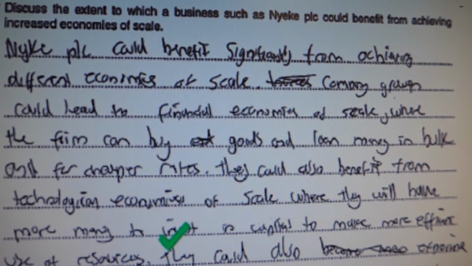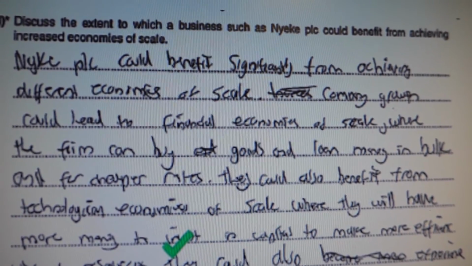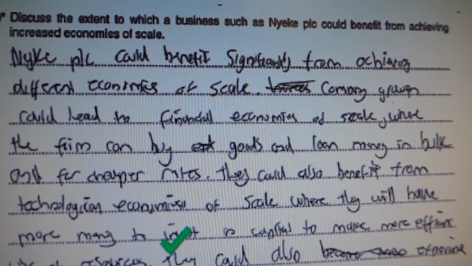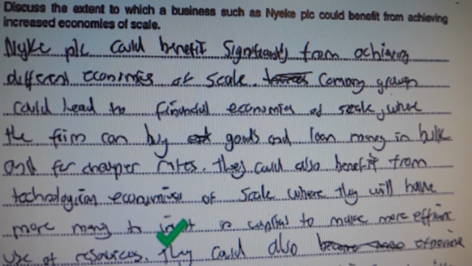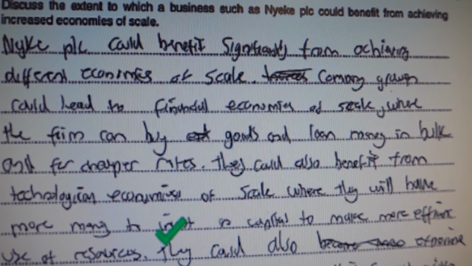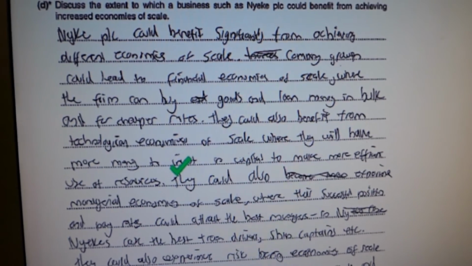And then, to close this off properly in your evaluation, you need some type of summative comment, which is a well-argued, well-reasoned conclusion, and not just, in my opinion, economies of scale are better than diseconomies of scale. It's got to be a well-argued, well-reasoned conclusion.